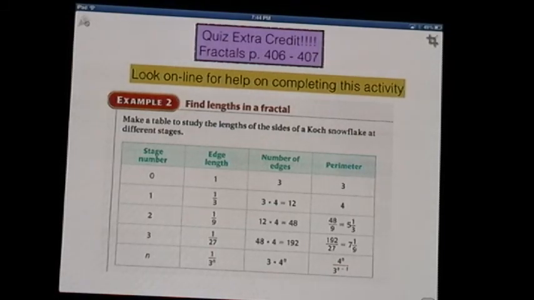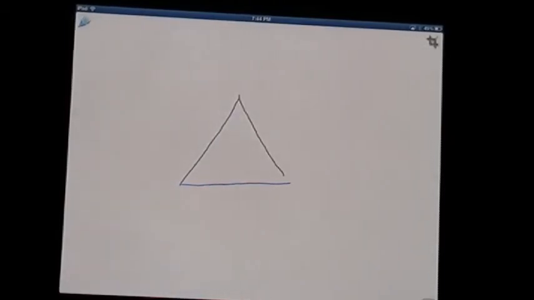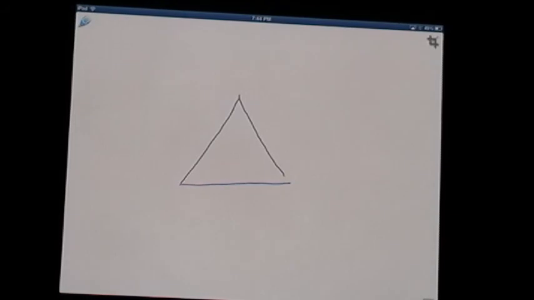If you look at the snowflake, what they're doing there is they're taking this triangle, and they're going to replace the middle third of each side with an equilateral triangle. So they're adding to this in the middle. They're dividing each side into thirds, and they're making another equilateral triangle on each side.